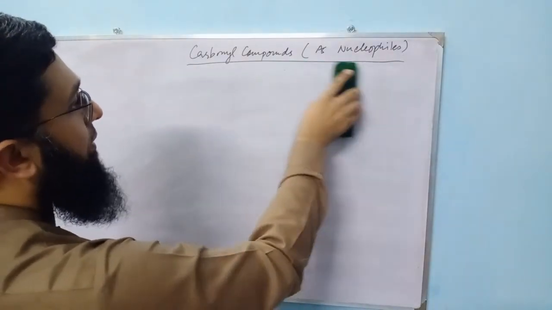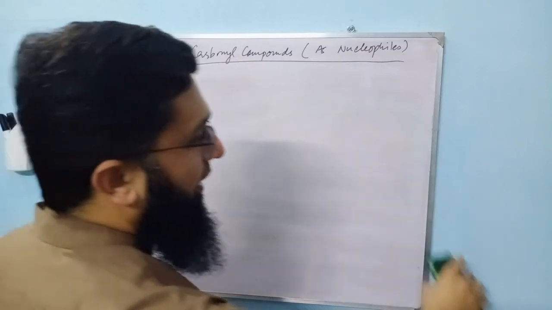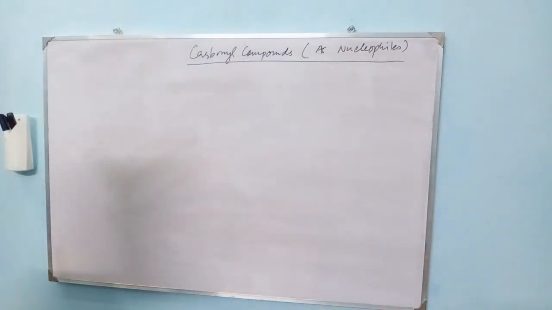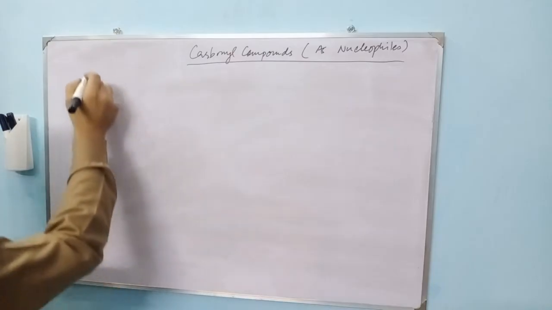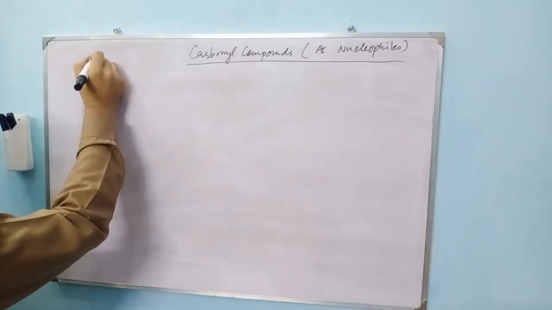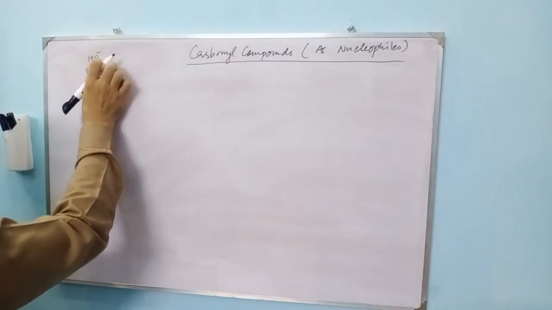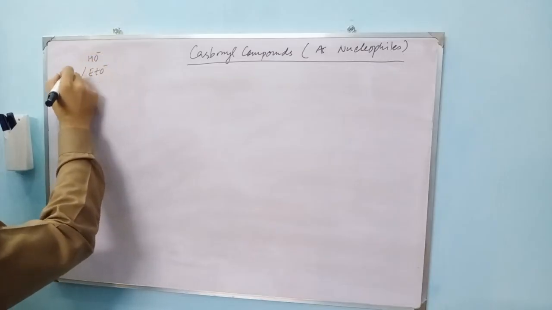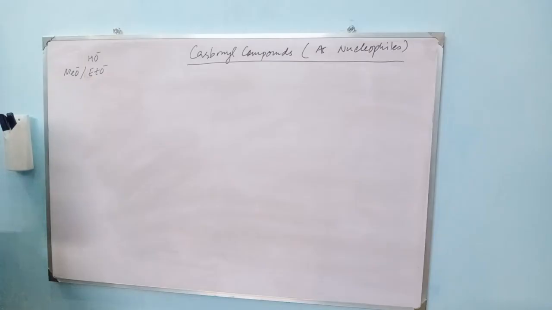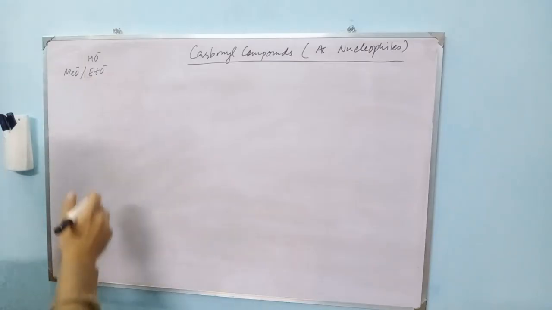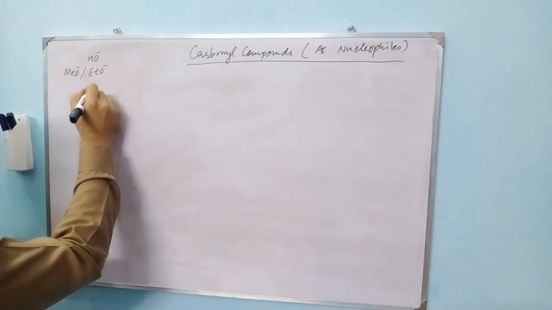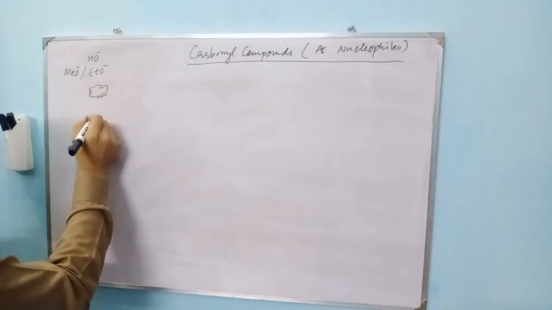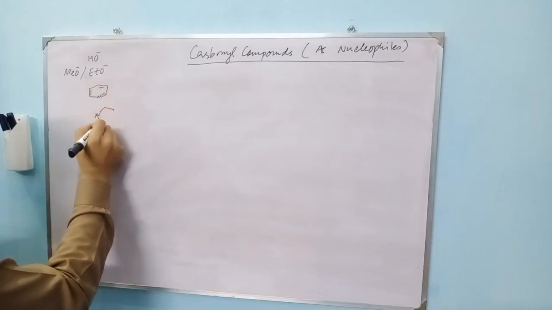There are different types of bases which can be used in a reaction, and if we list the bases, common bases are hydroxide, ethoxide or methoxide, both are of same class, and then pyridine, triethylamine.